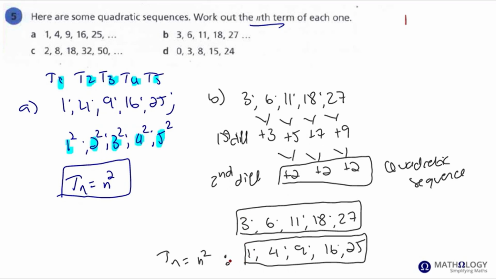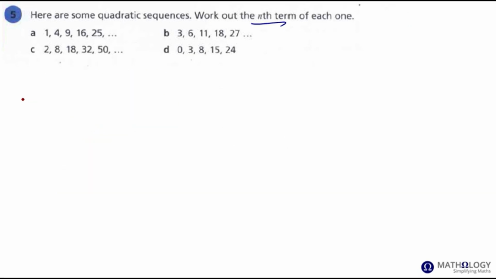Now every term in the sequence, we are adding 2 to get the corresponding term in the second sequence. So 1 plus 2 is 3, 4 plus 2 is 6, 9 plus 2 is 11, 16 plus 2 is 18, 25 plus 2 is 27. So we're taking the general term of the first sequence and we are adding 2 to get the general term of the second sequence. So the general term of the second sequence is Tn equals n squared plus 2.